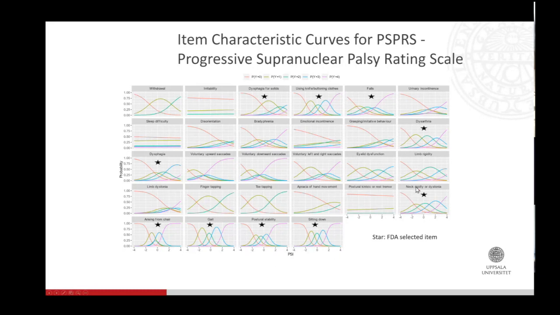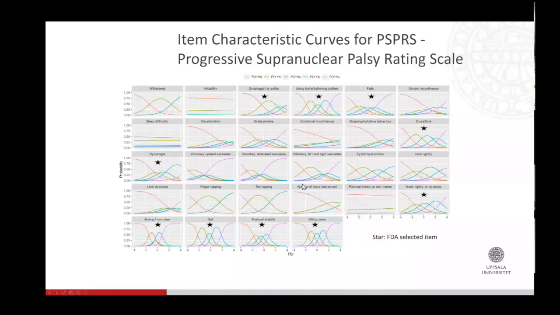And already from these item characteristic curves, it's quite evident why some of these items might not be favorable in terms of characterizing the disease. These items, like irritability and sleep difficulty, showed no correlation with the other items, with the underlying hypothetical disability of PSP. So clearly, they are contributing more noise than anything else. And even without knowing particularly much about PSP, it seems like irritability and sleep difficulty are much more general symptoms than what you would expect to be good symptoms for a particular disease. So it's maybe not so surprising. These 10 were the FDA selected items.